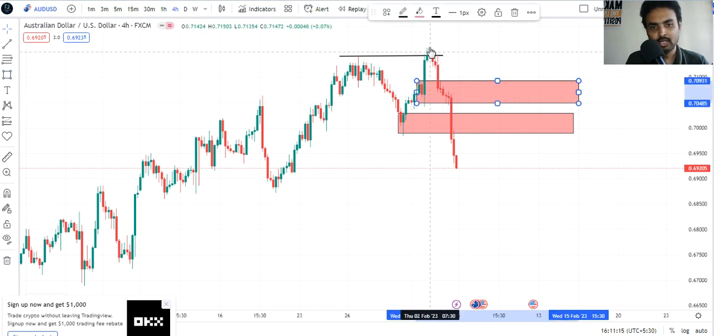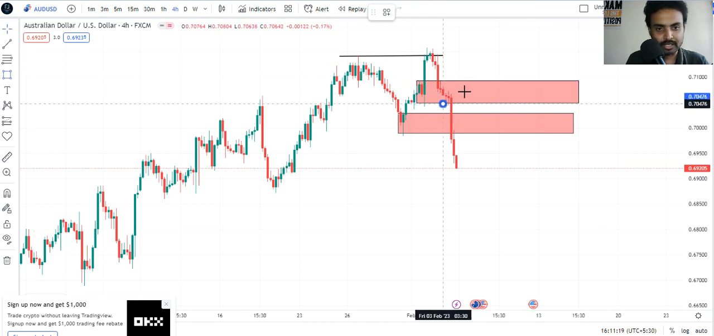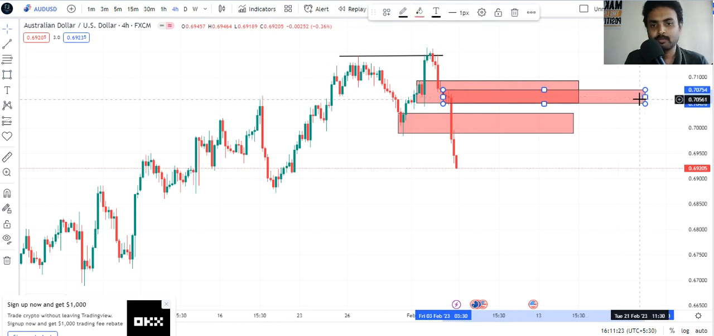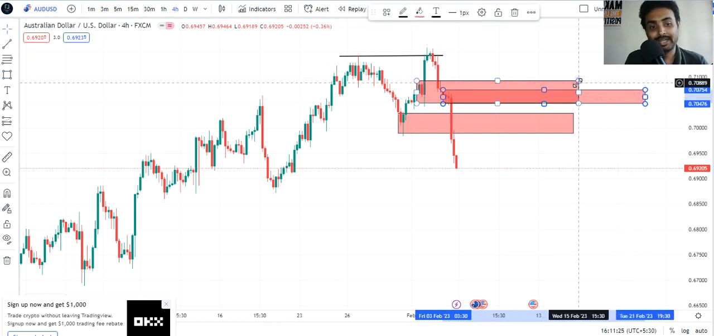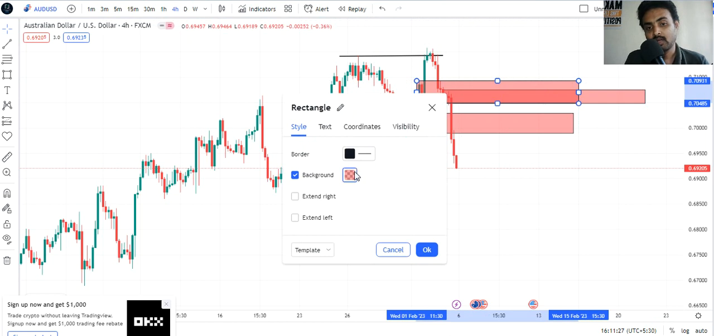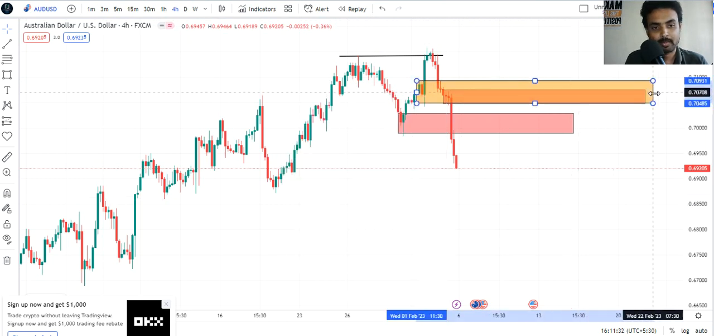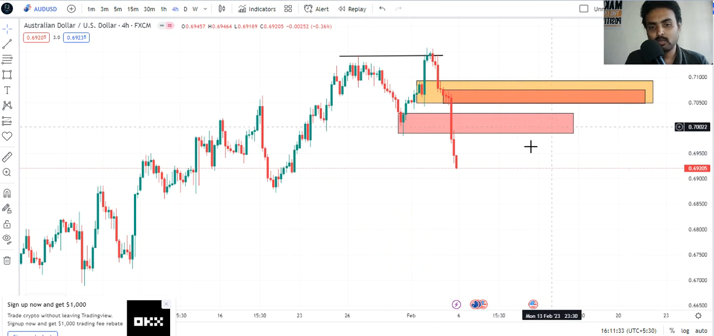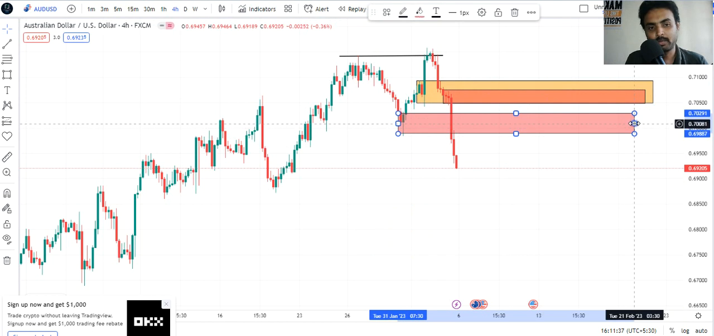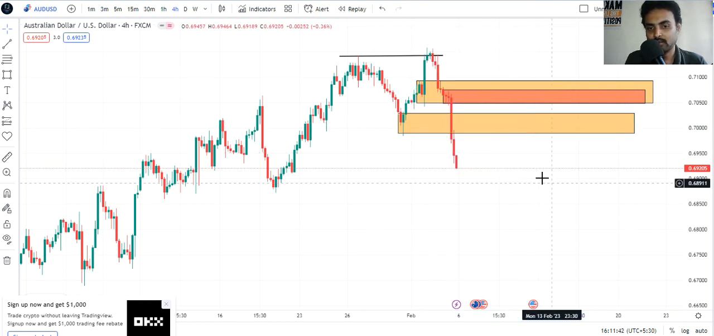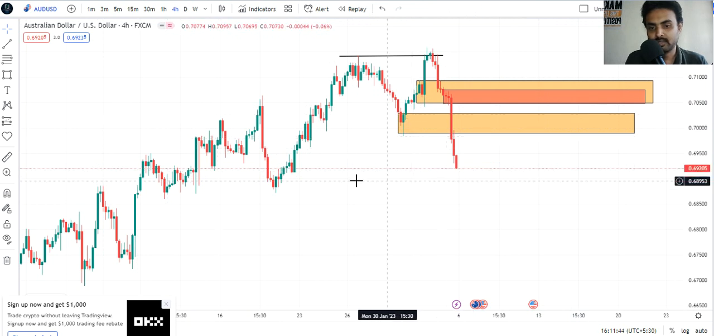Also, this is a kind of drop base, a small base is created here. So you can consider this as a breaker block as well as a bearish order block area. And this one, obviously, is a pure breaker block. So you can look for selling from this breaker block based on the break of structure.